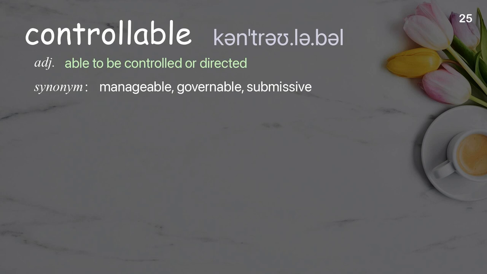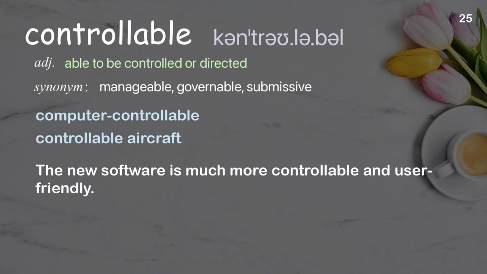Controllable. Able to be controlled or directed. Examples: computer controllable, controllable aircraft. The new software is much more controllable and user-friendly.